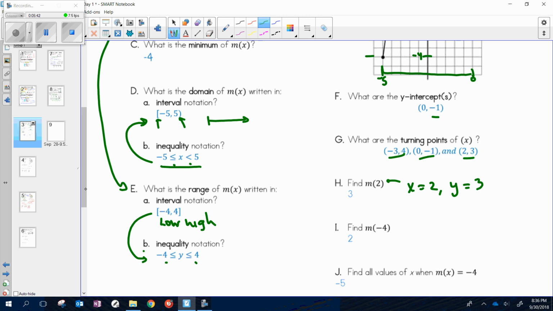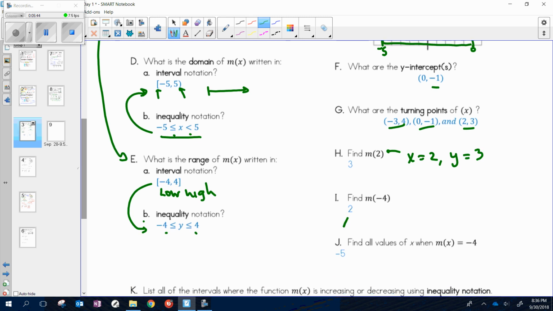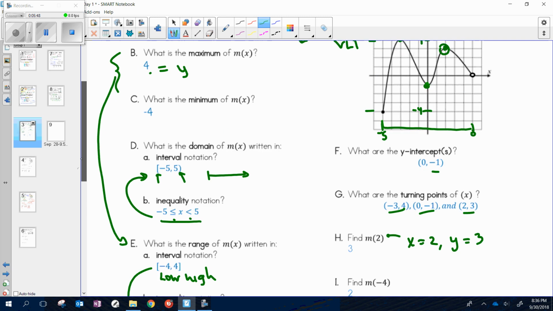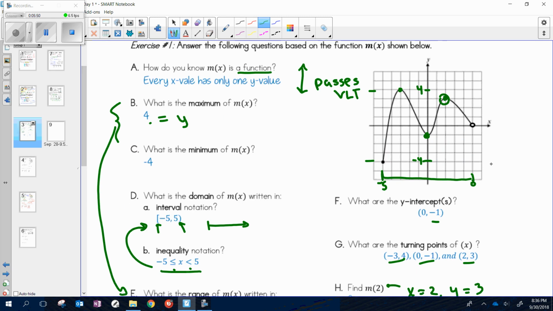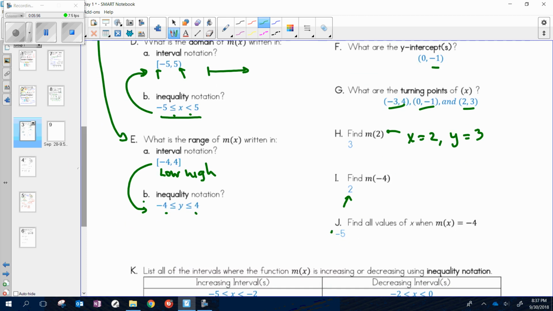M of -4, look at the graph, you'll see that the value is 2. It's a y value again. And then I drew a line in at -4, or I will anyways, to see that that value happened at -5. That was an x value. It wanted the x value. It gave you the y value.